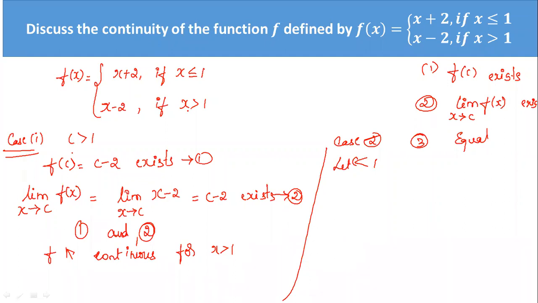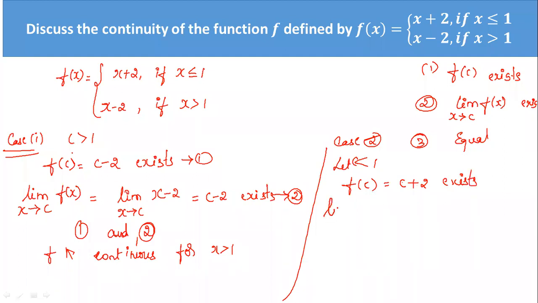Okay, fine. So if c is less than 1 also, the function is continuous, because what happens to f of c? So c is less than 1. So the definition is the first form you have to use, which is x plus 2. So here it is c plus 2. Clearly, since c is a real number, a finite real number, c plus 2 is also a finite real number.